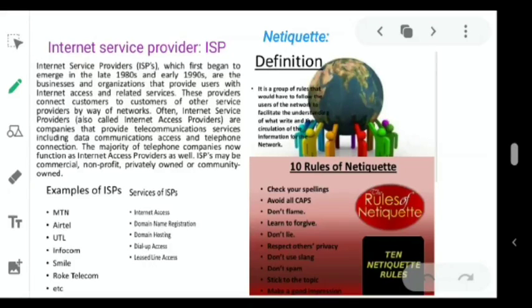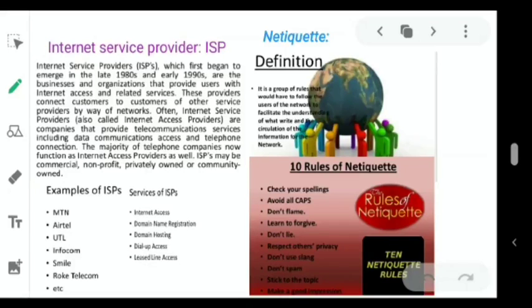So what services are they providing us? There is internet access, domain name registration, and domain hosting. They are also providing dial-up access and leased line access.